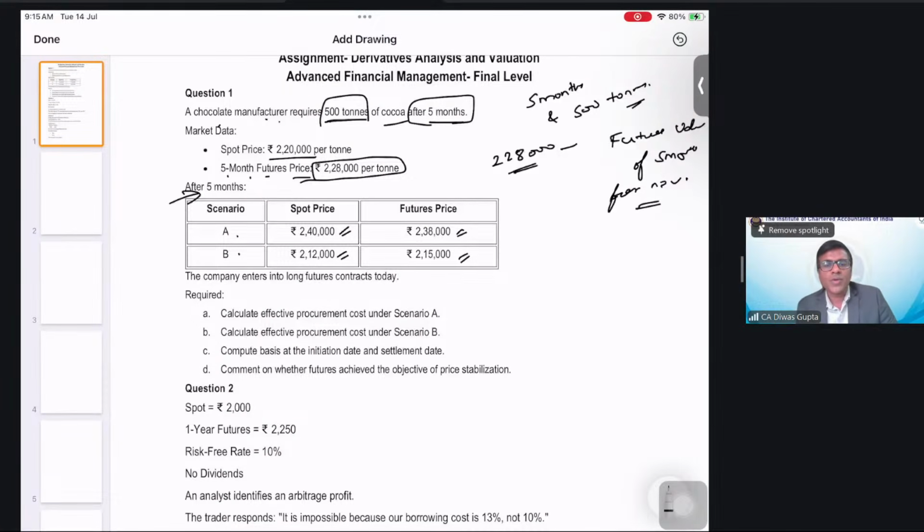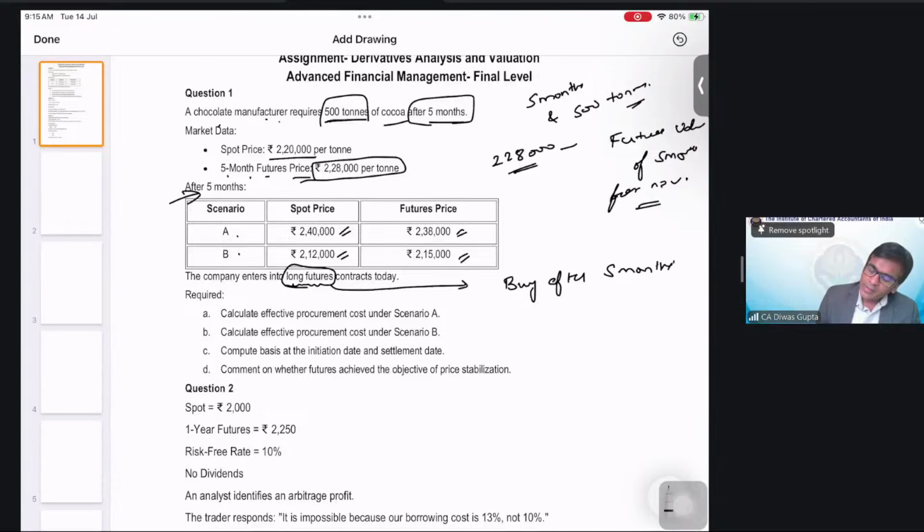The company enters into a long futures contract today. Now, first of all, let's see whether this is justified by the company. The company needs to buy after 5 months. So, buying after 5 months and buying the futures now is almost a similar position, right? So, the action is justified. Had it said that the company needs to sell after 5 months, I'm just putting it on a hypothetical basis, then we would have taken a short position in futures, because on settlement it will be as good as that you are selling the cocoa. In this case, it is as good as that you are buying the cocoa.